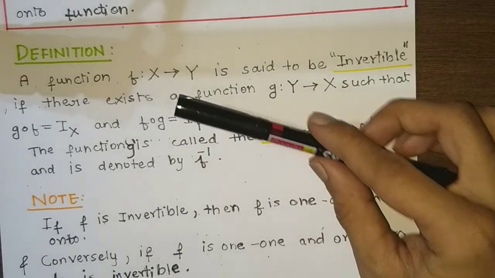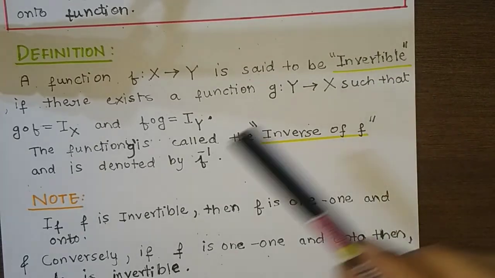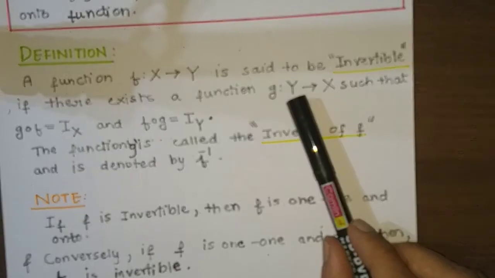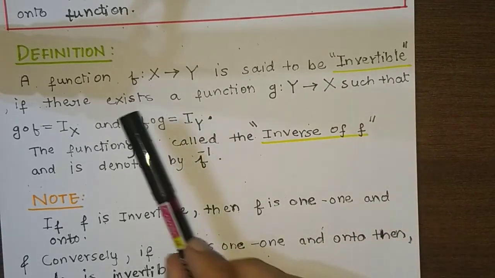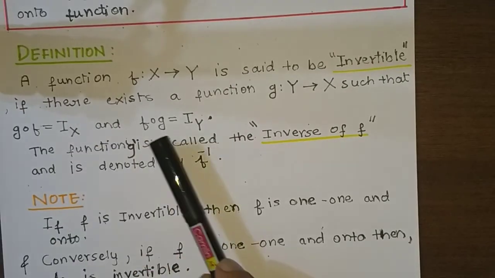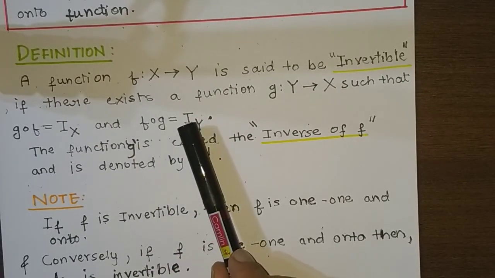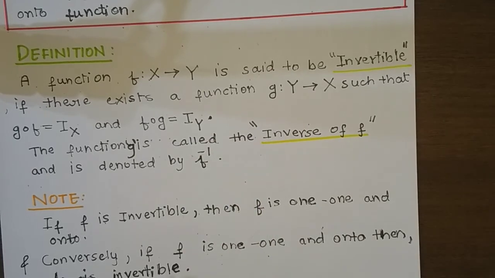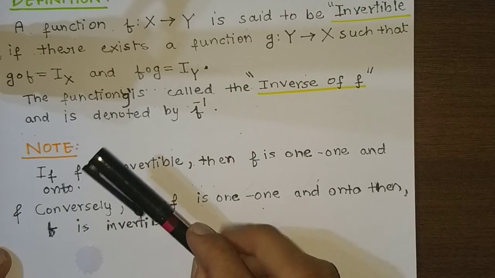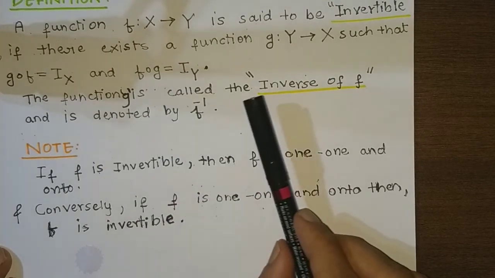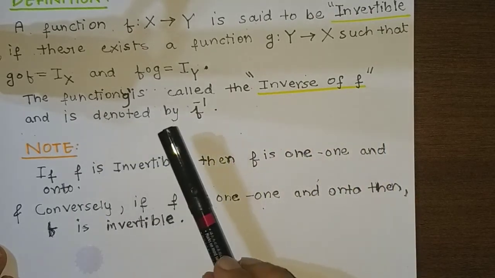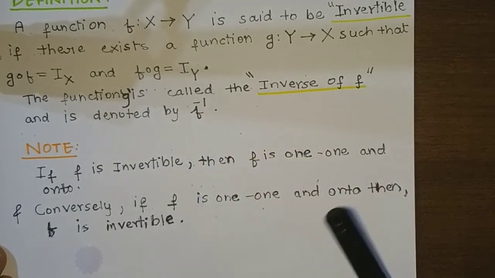So a function f from x to y is said to be invertible if there exists a function g from y to x such that g composition f is equal to I suffix x and f composition g is equal to I suffix y. And the function g is called as the inverse of the function f, and is denoted by f inverse.